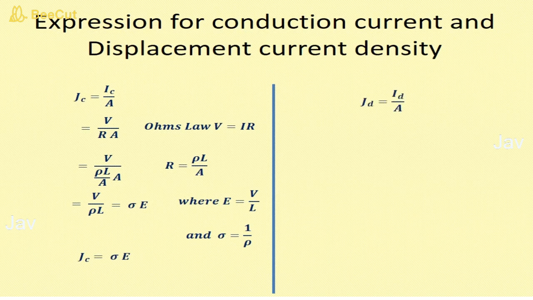Displacement current density JD is equal to ID divided by A. Displacement current is equal to epsilon 0 A dou by dou t of E. Substituting the value of ID, we get JD is equal to epsilon 0 dou E by dou t, or JD is equal to dou by dou t of D.